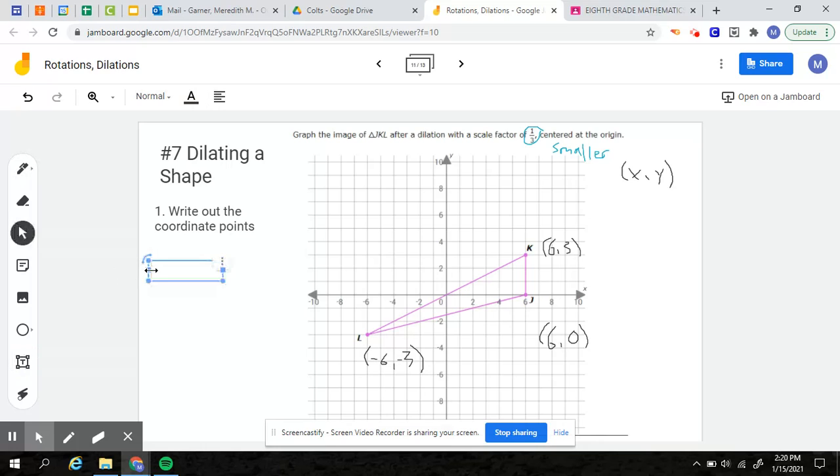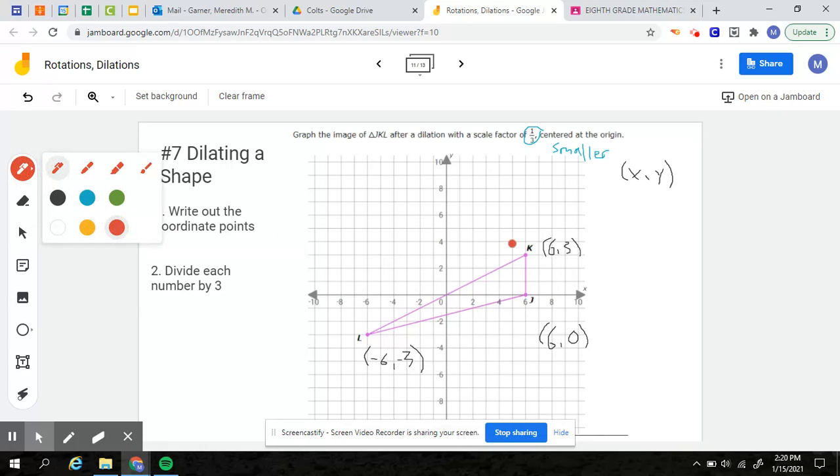My second step is I'm going to divide each number by 3. And the reason I'm doing this is because my scale factor is 1/3. It's a fraction, so I know I have to divide. It's getting smaller. And I see that the denominator there is a 3. So if I divide each number by 3, I will get my new points. So I'll start up here with K. 6 divided by 3 gives me 2. 3 divided by 3 gives me a 1.